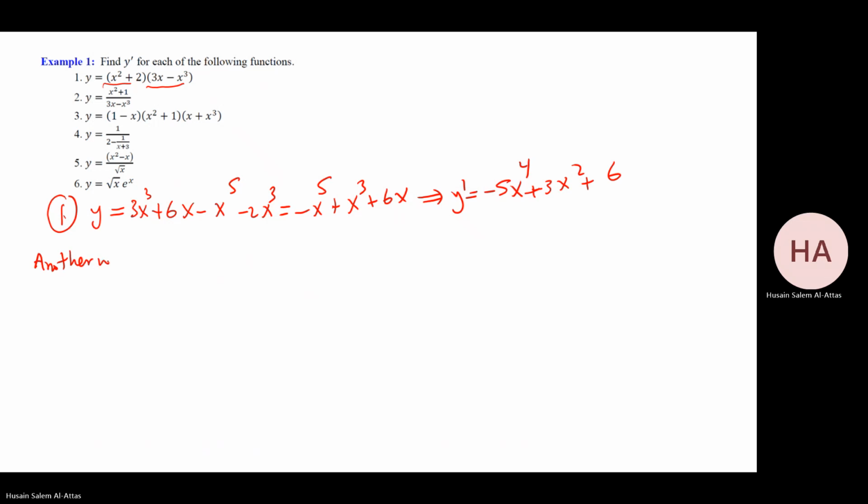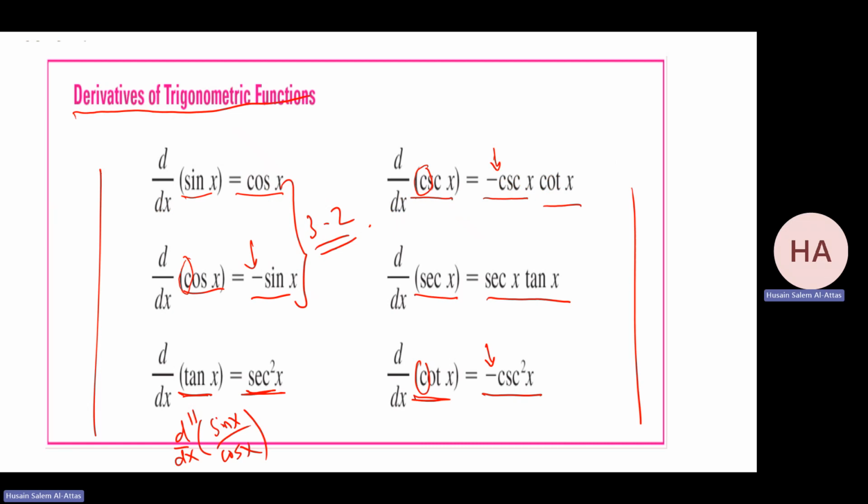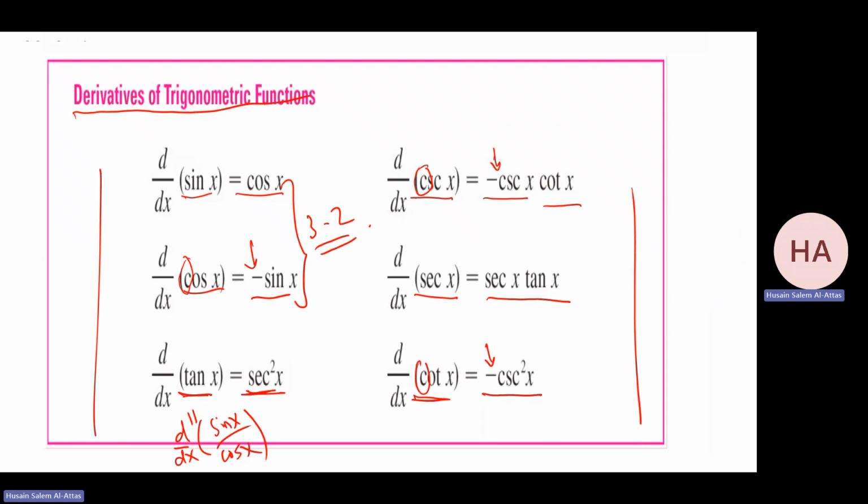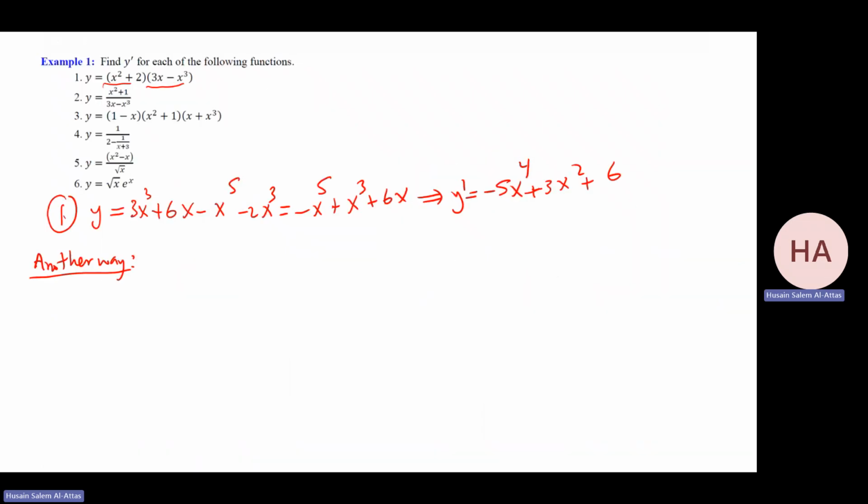Now we'll do it another way, which is using the product rule, using this rule. I have the derivative of the product of two functions. These are two functions. So what will be y prime? The derivative of the first, which is 2x, times the second, plus the first times the derivative of the second, which is 3 minus 3x squared.